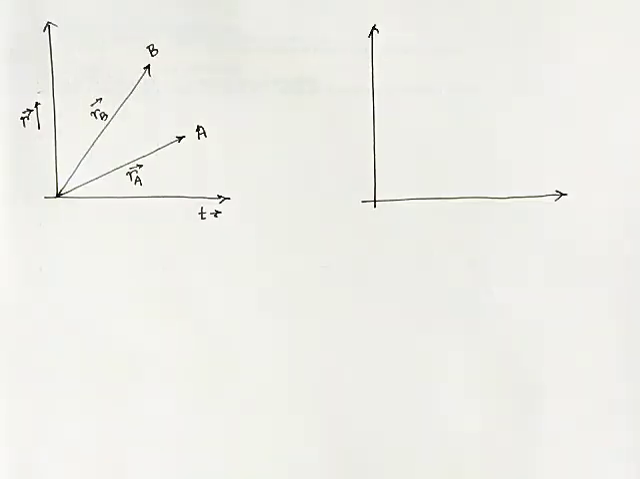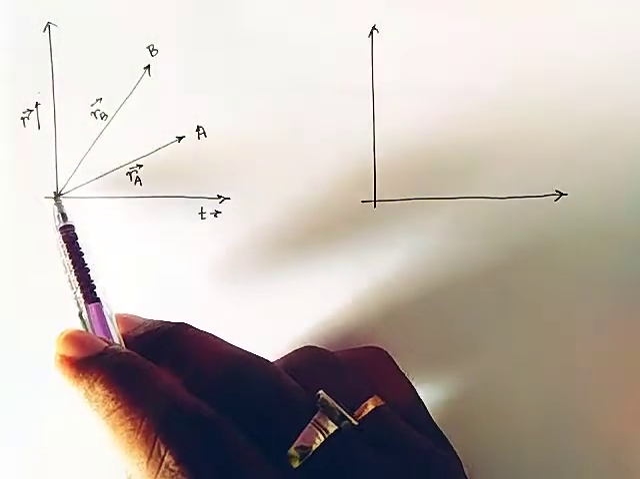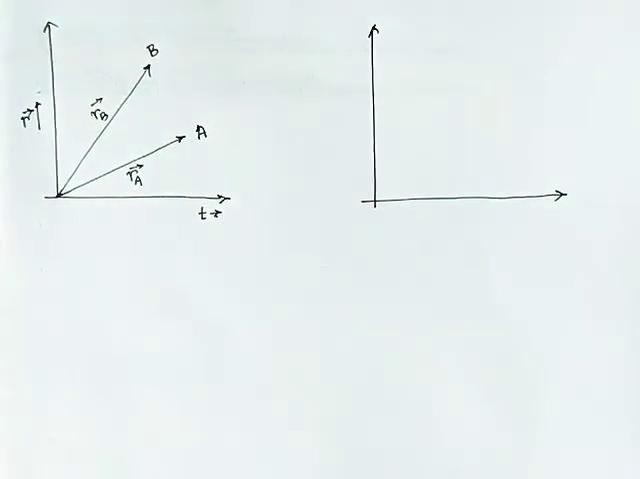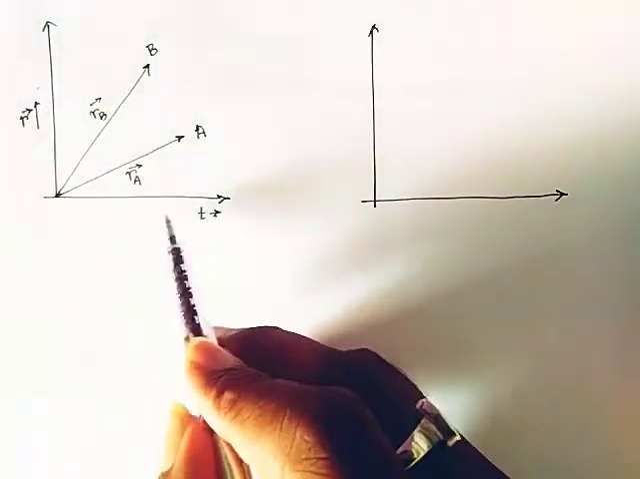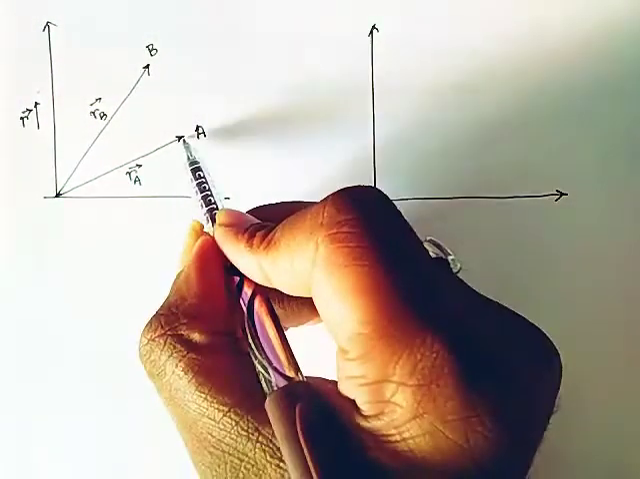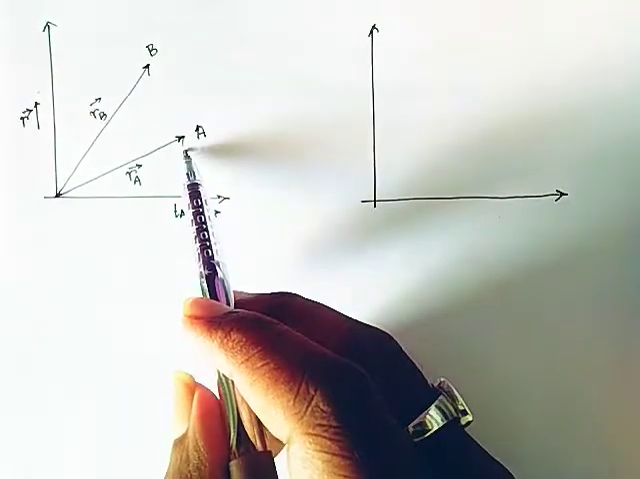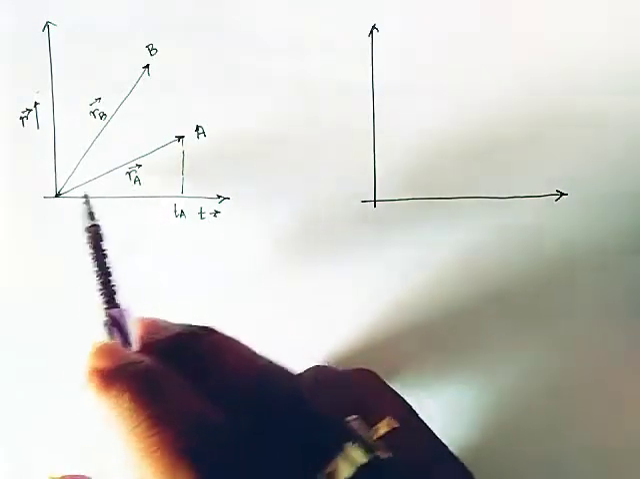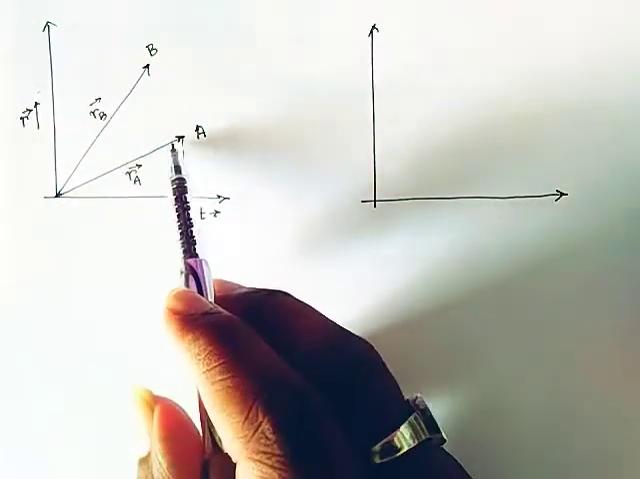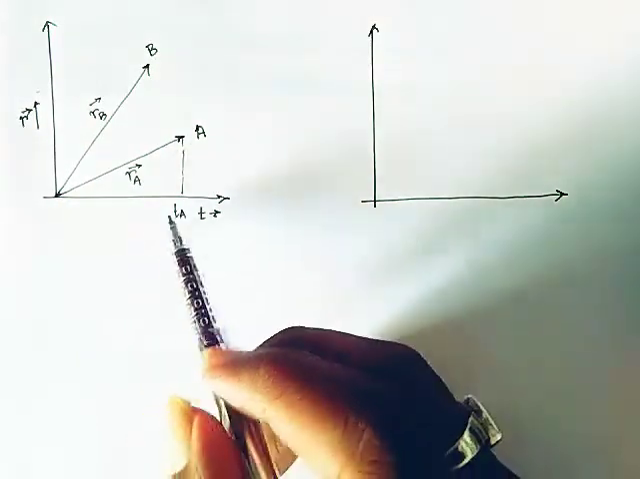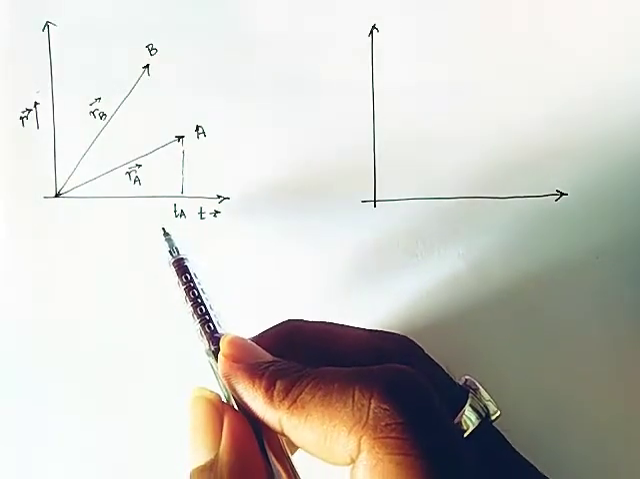Here I have taken two coordinate axes: the horizontal axis representing time and the vertical axis representing the position of the particle at different instants. Let us consider that at a certain instant, TA, the particle is at position A, and at that time the position vector of the particle is RA. That is fixed and invariant with time.